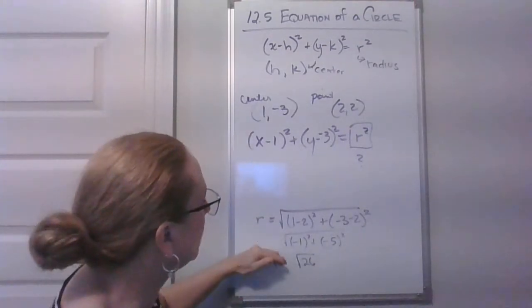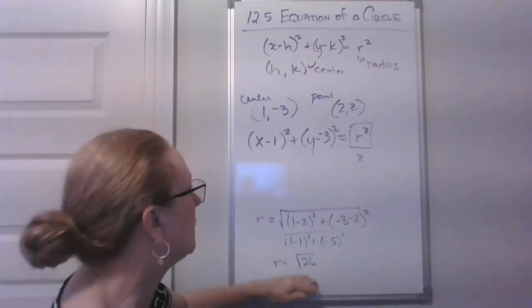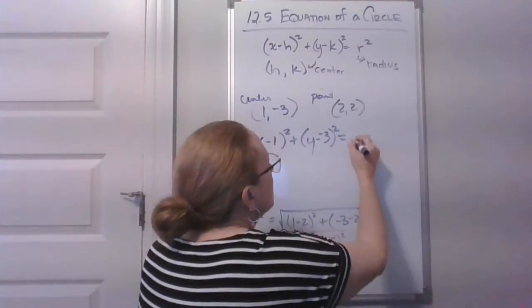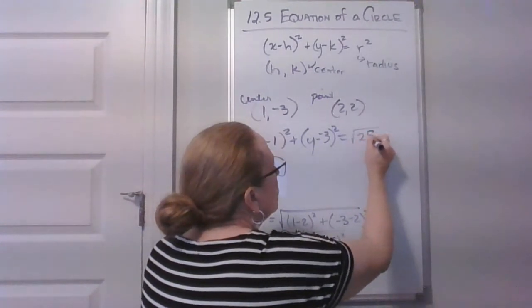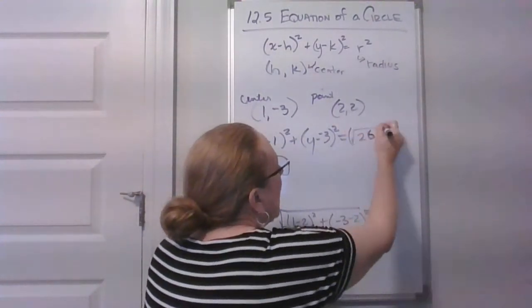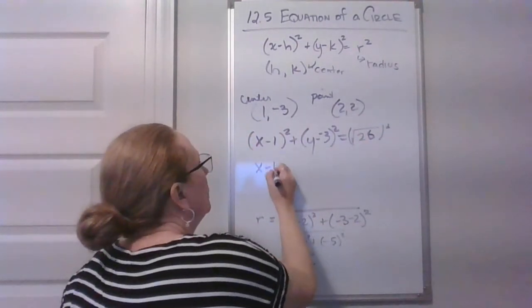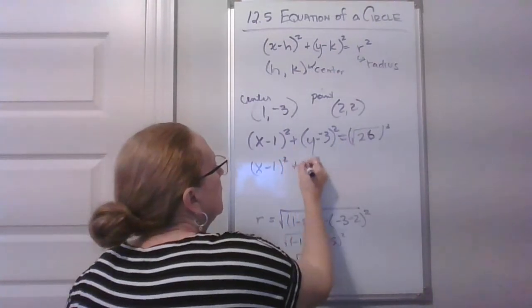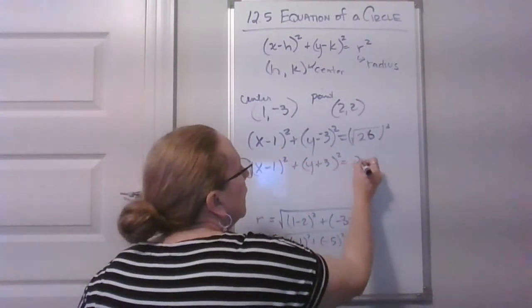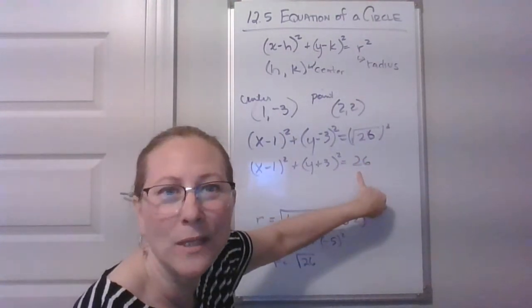So now that we've done our distance formula and we have the square root of 26, now we can go back here and say, okay, my radius is the square root of 26, not 5, squared. And now make those adjustments that we normally do. And our radius squared is 26.